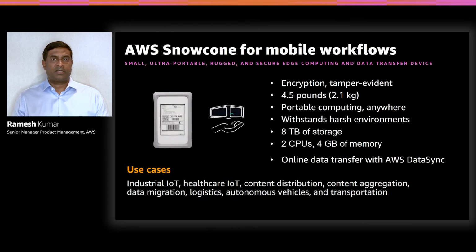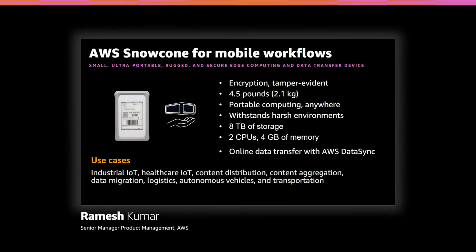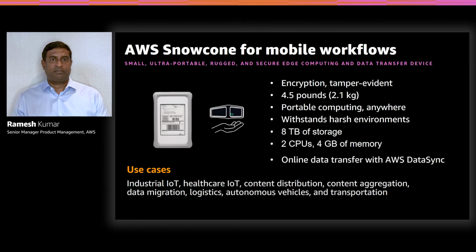Now let's talk about how customers can use AWS Snowcone and AWS Snowball Edge to capture, collect, process, and move data from remote and austere edge locations where there could be no internet connectivity. Snowcone is a small, ultra-portable, rugged, secure edge computing and data transfer device. Snowcone is lightweight. It just weighs 4.5 pounds or 2.1 kilos, which means customers can carry Snowcone in their backpack or in their messenger bag.